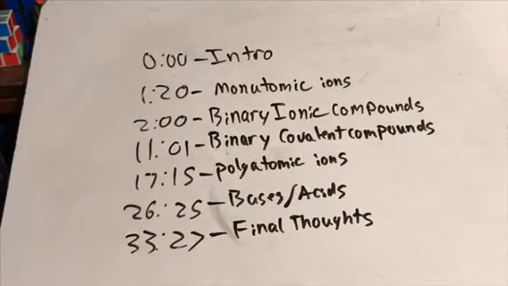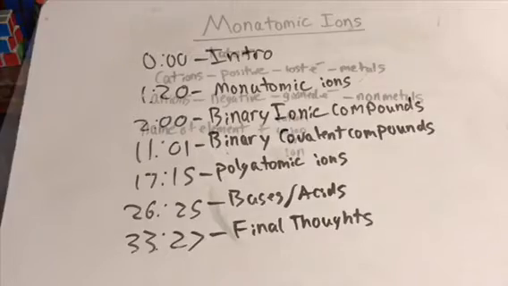Alright, here is the outline of my video. I'm starting here with the intro and I'll work my way through each of these topics until I get to my final thoughts, which will just help wrap up this entire video. To the left of each of these topics are the times where they start in the video. So let's say you already know about monatomic ions, but you need to learn about binary ionic compounds more. You can just skip to the point of the video where the binary ionic compounds are, and you don't have to sit through the video thinking, oh, I already know this. It'll help save you some time and get to exactly where you need to go.